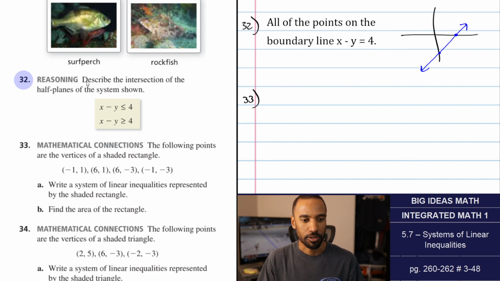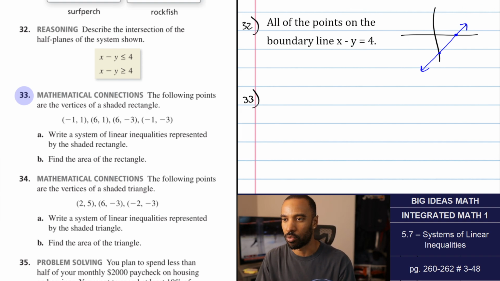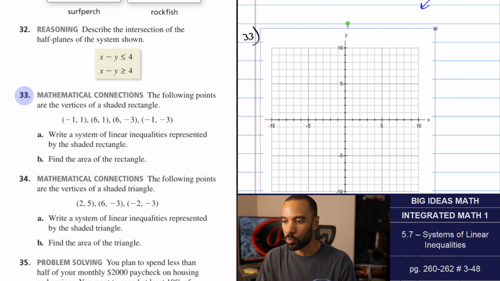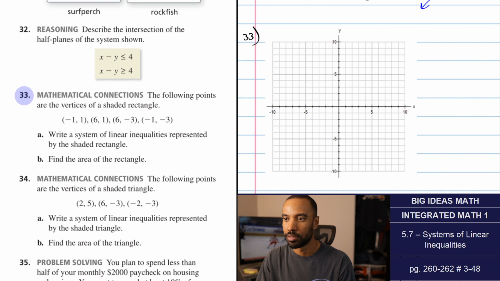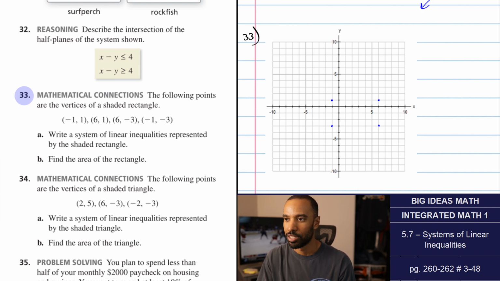Number 33, mathematical connections. The following points are the vertices of a shaded rectangle. Write a system of linear inequalities represented by the shaded rectangle. All right, let's get graph paper for that one and get it set and figure it out. So on this one here, we have -1, 1. I'm just going to plot the points, but -1, 1. I wonder if it's a diagonal rectangle or just a normal one. Yeah, 6, 1 is just a normal one. 6, -3. And -1, -3. That makes sense. This is a shaded rectangle, if you will.